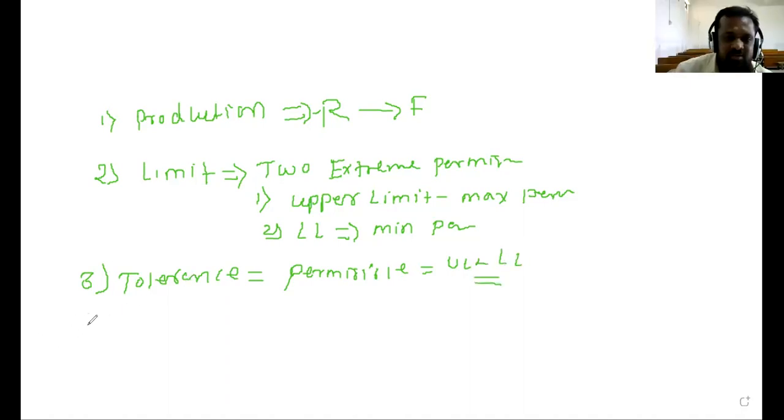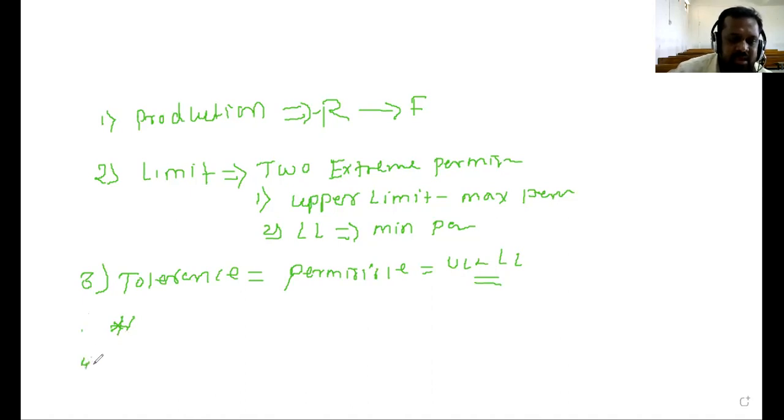Then what are the advantages of tolerances? Because of tolerances, the rejection will be minimized, the expenditure on production will be minimized, and production will be increased. These are the simple advantages, and we can easily achieve interchangeability.